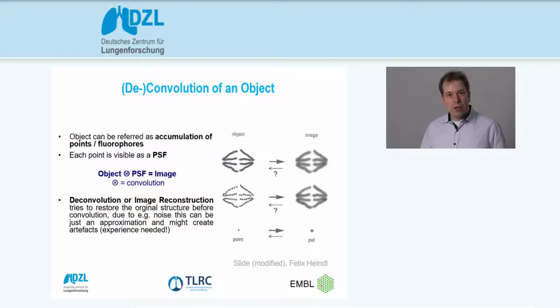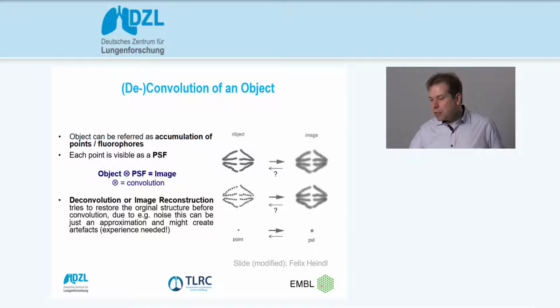Therefore, we can just try to estimate the real structure from our blurred structure. We can enhance contrast and resolution, but just to a certain limit. And since this is an iterative method that tries to guess the best solution for the problem, we also have to be aware that artifacts can occur, so you need some experience when handling this method. But if you do it right, you can achieve quite dramatic enhancements of your image quality.